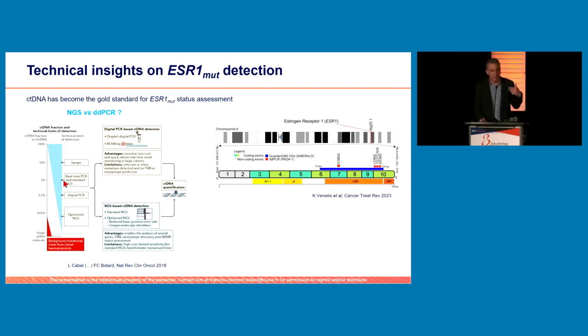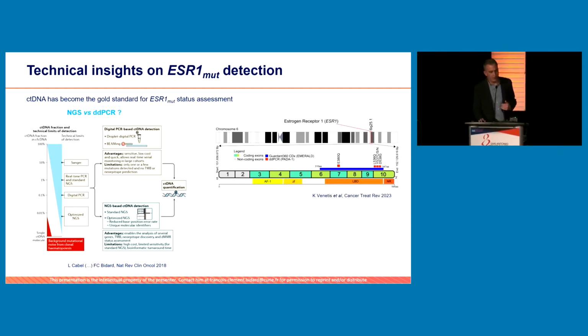which means we need very sensitive techniques, such as, on the one side, NGS with UMI, unique molecular barcodes, and also digital PCR. Both of these techniques have advantages and drawbacks. Very briefly, digital PCR is super quick. You don't need a bioinformatician. It is cheap, but you will cover only a few hotspot mutations.